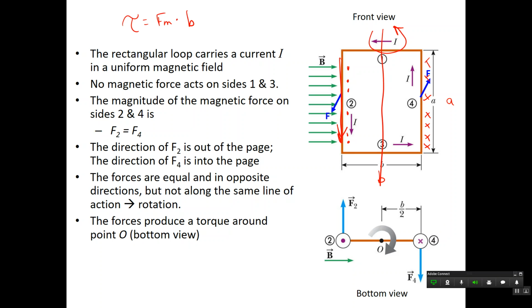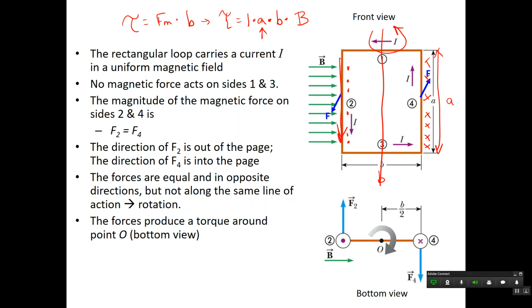And my force itself, we learned, is equal to ILB. What was the L representing again? The length. And what letter is my length represented by in this loop? A, just A, right? This is the length of my wire. So that means torque is going to be equal to I times A times B times capital B, right?